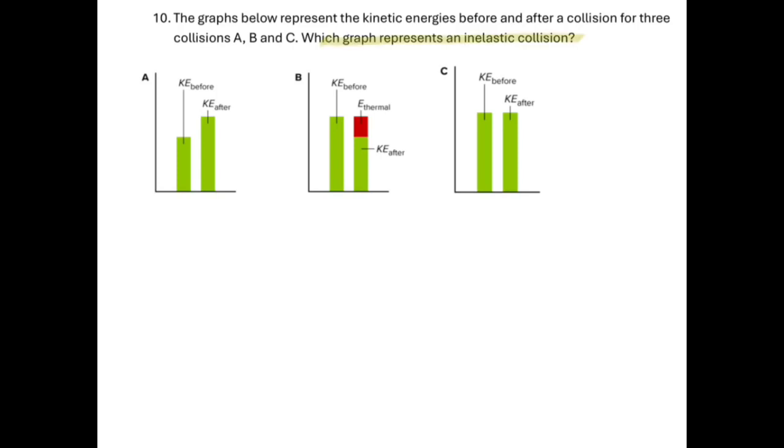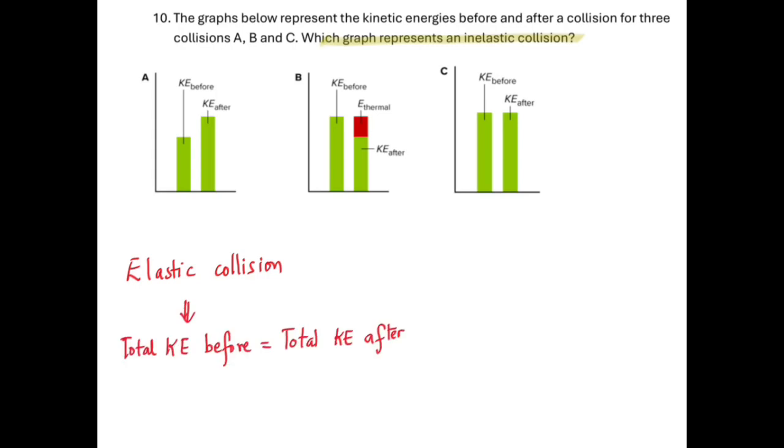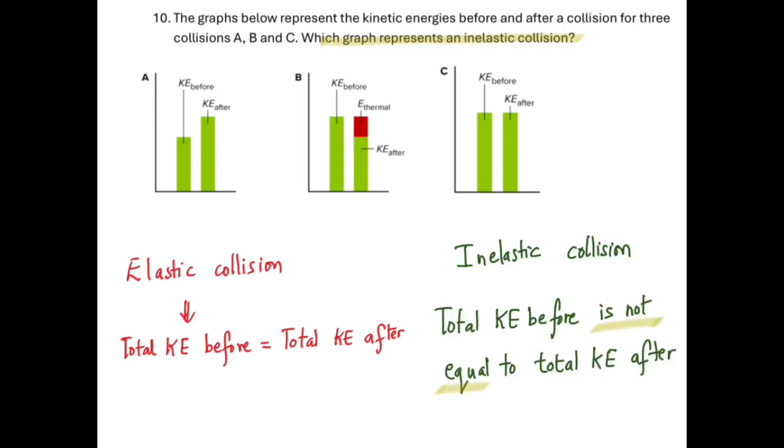So first we need to understand what's the difference between elastic collision and inelastic collision. In an elastic collision, total kinetic energy before the collision is equal to total kinetic energy after the collision. Whereas in inelastic collision, total kinetic energy before is not equal to total kinetic energy after the collision.